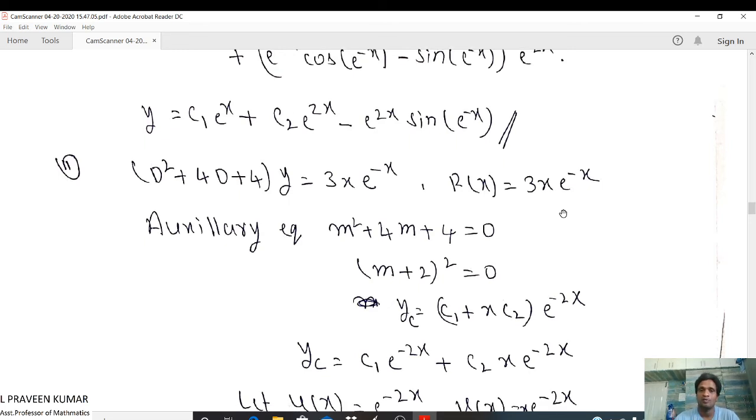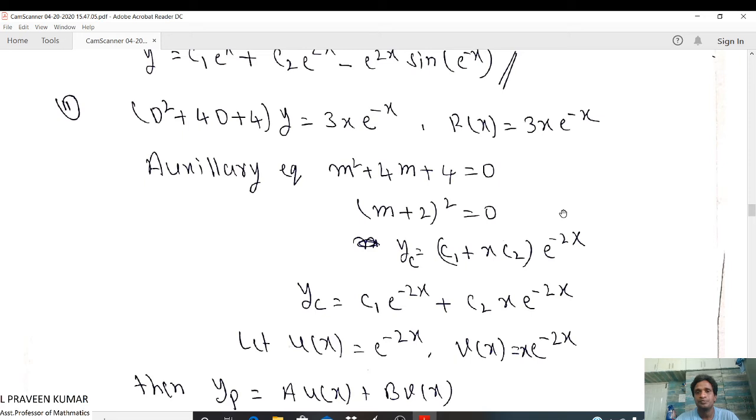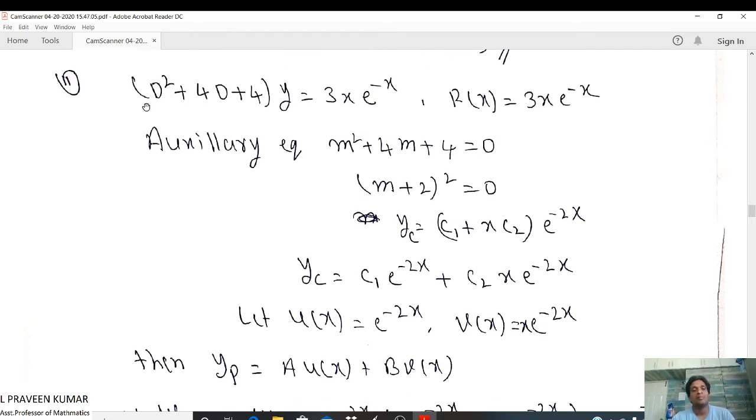Okay, and one more problem we'll do. See here, the problem is (D squared plus 4D plus 4) y is equal to 3x e^(-6).